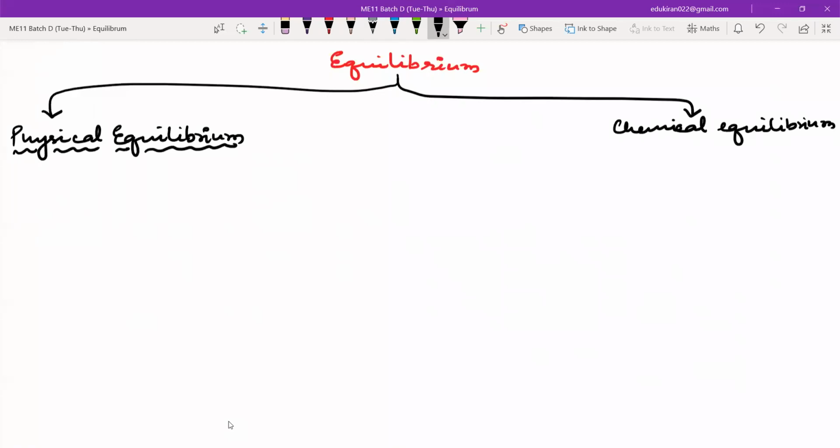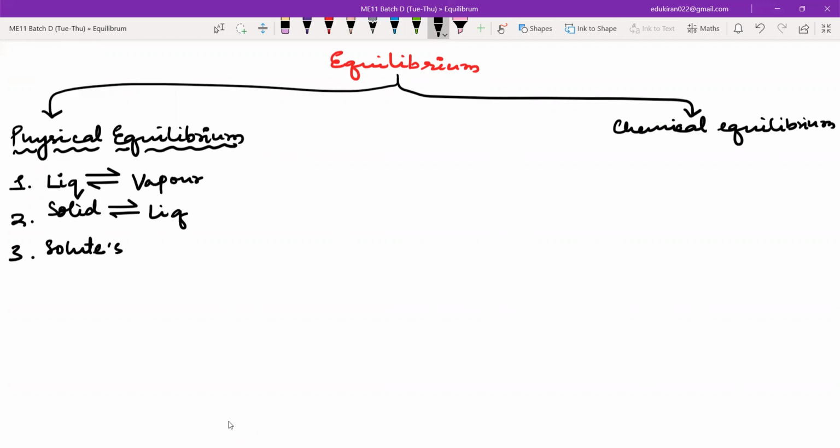Now, in physical equilibrium, we will be talking about liquid-vapor equilibrium. If we have liquid and vapor, the equilibrium that exists between the liquid and vapor phase. We'll be talking about solid-liquid equilibrium. We'll also be talking about the solute, that is solid, and the solute that is present in the aqueous medium. I have written aqueous, but you can understand that it is in the solution. So it's solute, that is solid, that we have added. And these are the three types of physical equilibrium that we will be studying.